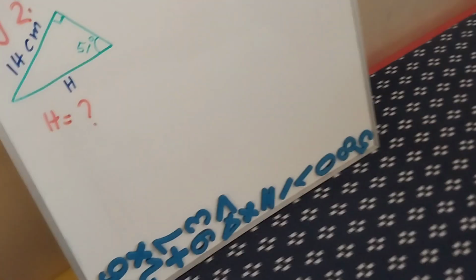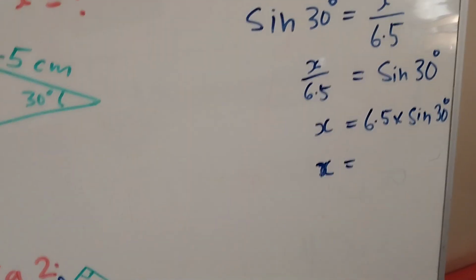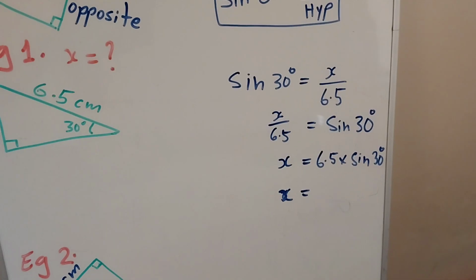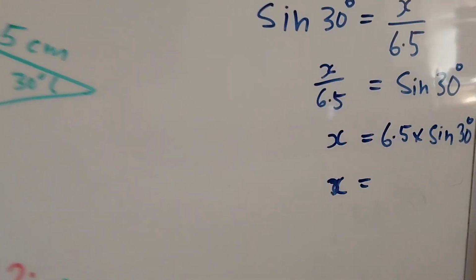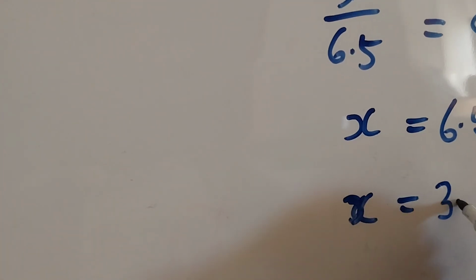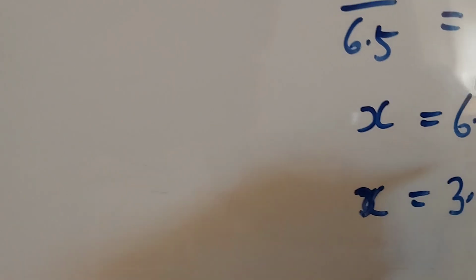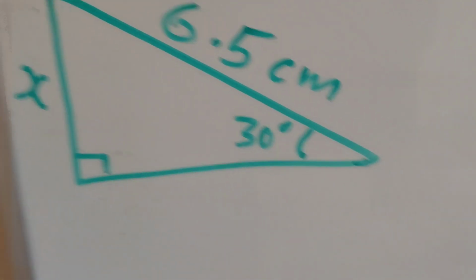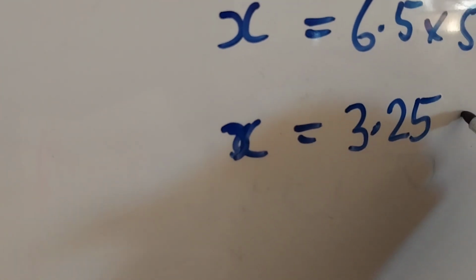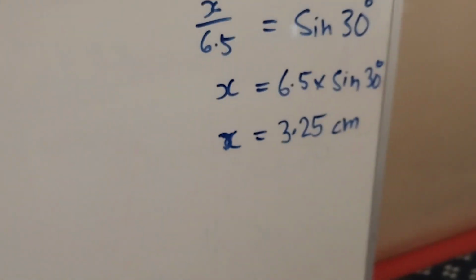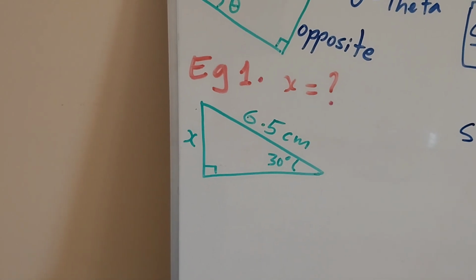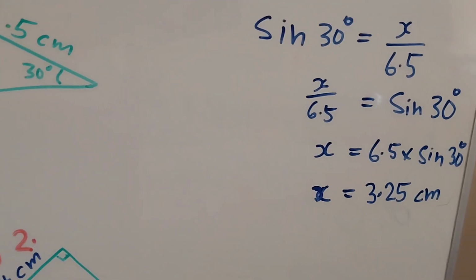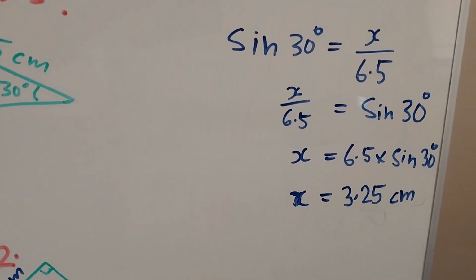The answer is in 2 decimal places. If the answer was longer than 2 decimal places, we would round it off to 2 decimal places. So the answer is 3.25. And not forgetting the units. If it was meters, this would be meters. It was centimeters, so this one over here will be in centimeters. So that's our answer. The value of x in this triangle, the length of the opposite side, is equal to 3.25 centimeters.